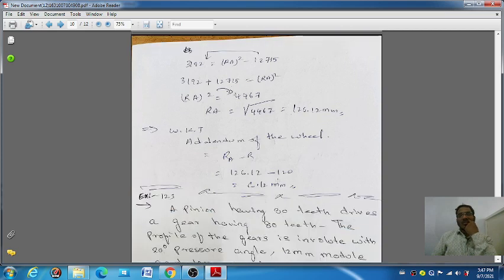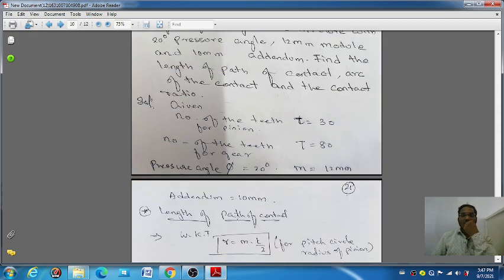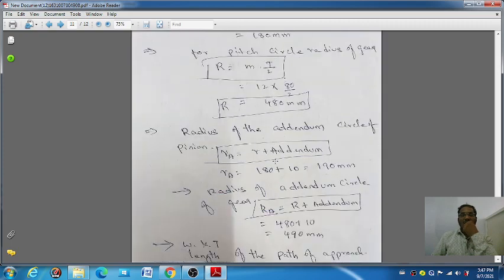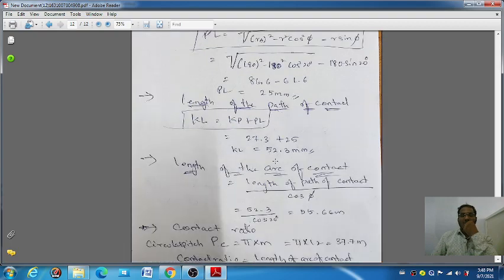Okay, the last thing the question is asking is the addendum of the wheel. So the addendum of the wheel is equal to RA minus R. Then at this point we will get the addendum of the wheel is 6.12. Okay, like this the same question is there here. For the purpose of you, I wrote this problem.